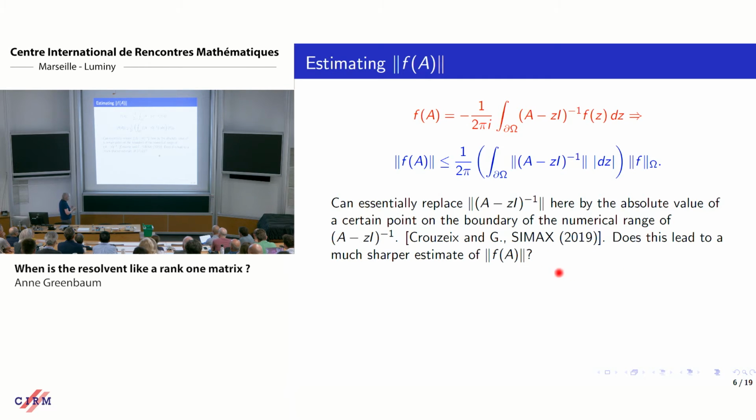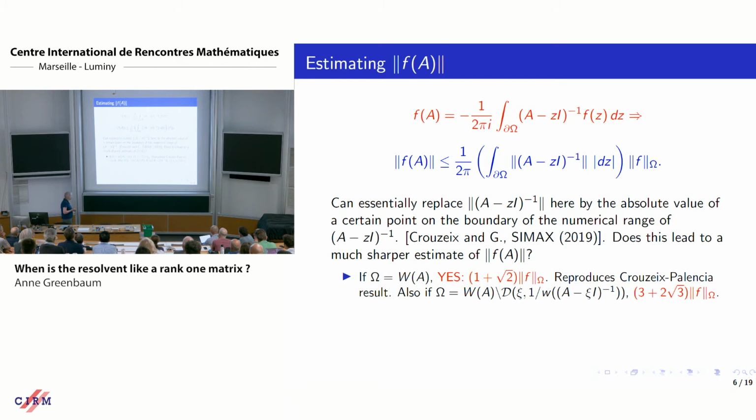And does this lead to a sharper estimate of norm f of A? Well, it depends on what omega is. For certain sets, it certainly does. If omega is the numerical range of A, then the answer is yes. This reproduces the Crouzet-Palencia result, 1 plus root 2. And Crouzet was also able to show that if we took a disk about a point C of radius 1 over the numerical radius of A minus CI inverse, so the resolvent comes in again, that was a 3 plus 2 root 3 spectral set.